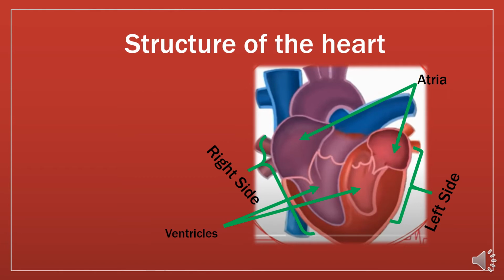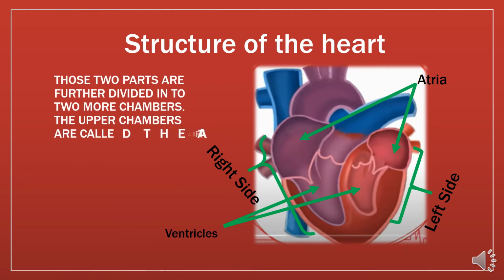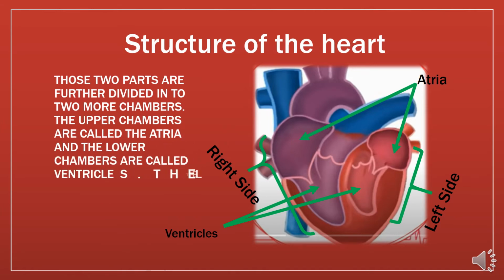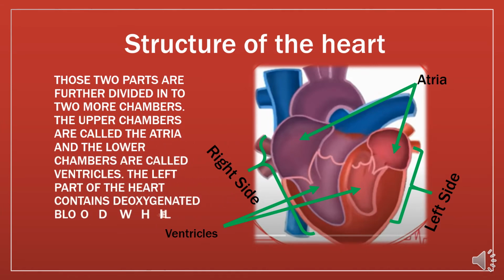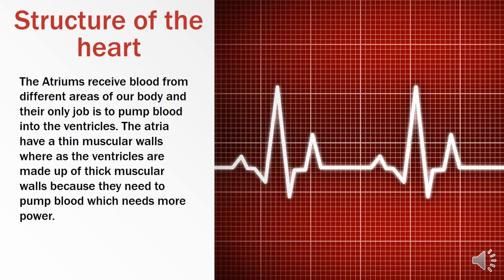So let's get into the detailed structure of the heart. The two parts which we learned about earlier are further divided into two more chambers. The upper chambers are called the atria, and the lower chambers are called ventricles. The left part of the heart contains deoxygenated blood, while the right side holds the oxygenated blood. You can see the labeled diagram on the right side of the text. So, the structure of the heart.